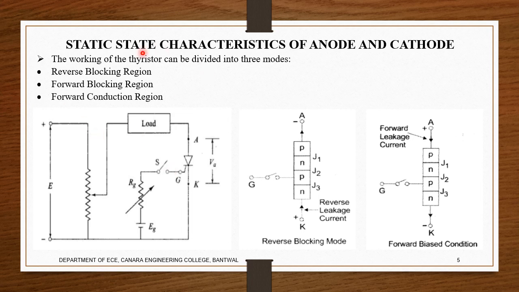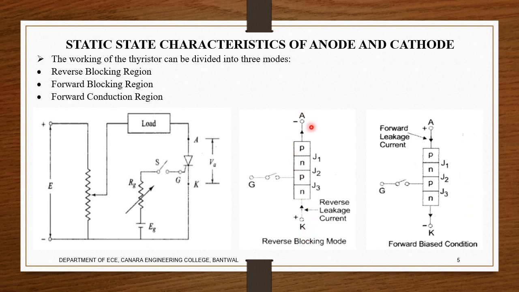So what is the condition here? In this static characteristic, we need to look into three regions: reverse blocking, forward blocking, and the forward conduction region. So remember, three regions: reverse blocking, forward bias condition, and forward conduction region. That's how the circuit will be done.